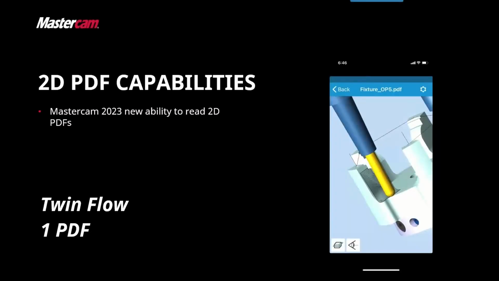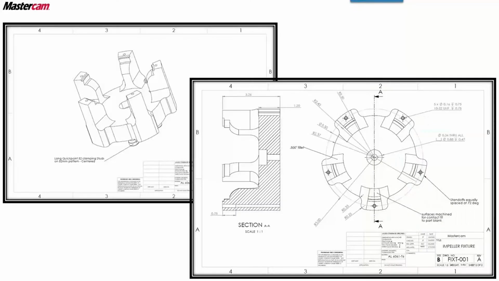2D PDF capabilities are a new feature in Mastercam 2023. If you were on a job, you would be given a dimensional drawing a lot like what we see here. You would either have this drawing on your computer on a separate screen, or you would have it as a piece of paper on your desk.